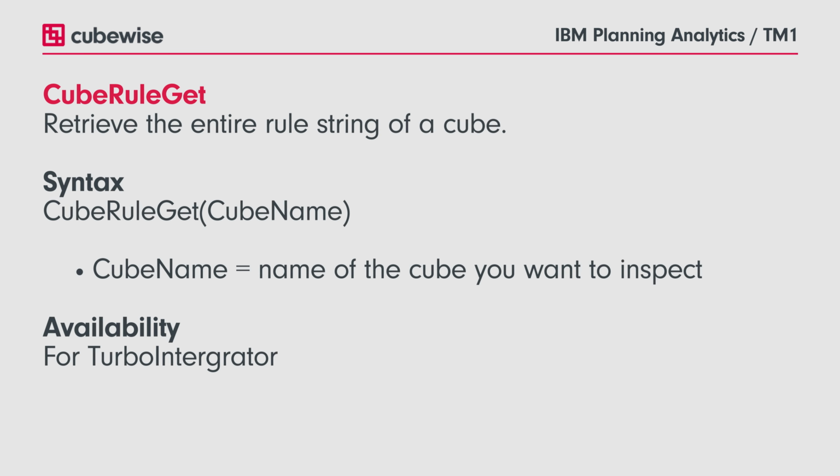The CubeRuleGet function lets you retrieve the entire rule string of a cube. This can be especially useful when auditing models, performing automated rule analysis, or building tools that interact with cube rules programmatically. The syntax requires a string that specifies the name of the cube you want to inspect. The function returns the complete rule string associated with that cube.